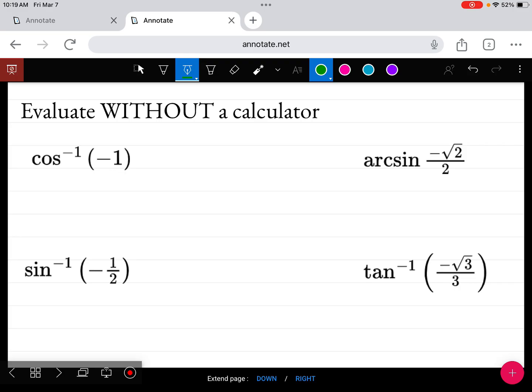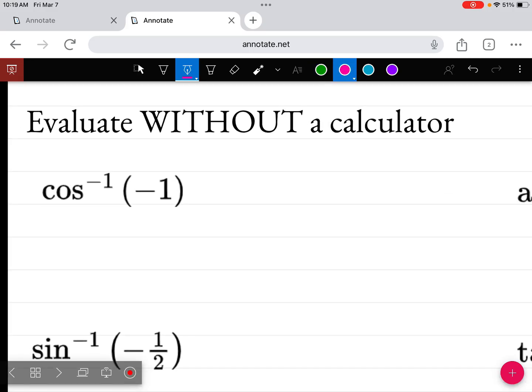All right, so now we have our inverse cosine of -1. We're trying to figure out what angle has a cosine of -1. Because again, cosine, we think about our top half of the unit circle. So our angle that has a cosine of -1 is pi. So inverse cosine of -1, or arc cosine of -1 equals pi.